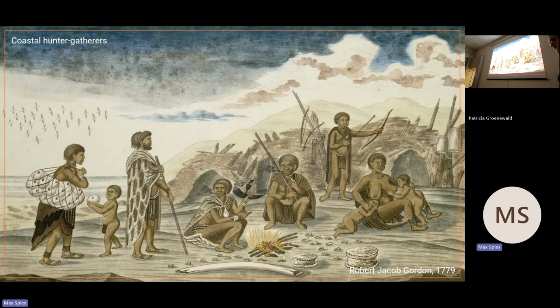During this period in the Holocene, South Africa was home to several hunter-gatherer communities with well-documented extensive use of marine resources. This is a painting of such a community done by Robert Jacob Gordon in 1779, who met this group of people living on the beach. In the foreground, it's a fantastic painting, you can see lots of shells and whale bones, and there are various other things. That cloak is made from skins of penguins, I believe. Anyway, the point is good documentation of marine resource use.